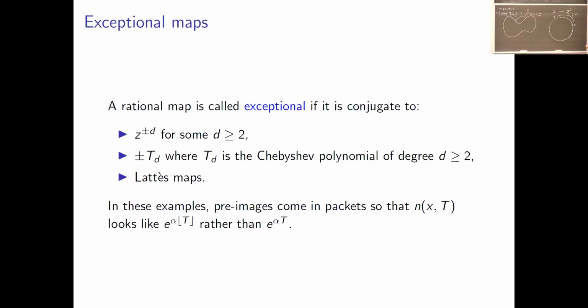For z goes to z squared, one expects that the number of preimages looks like e to the power of floor of t rather than e to the t. And the same thing holds for the other exceptions. So my point of view is that the exceptions do not exist. I do not think of lattice maps. So don't ask me what they are. They don't exist for me.